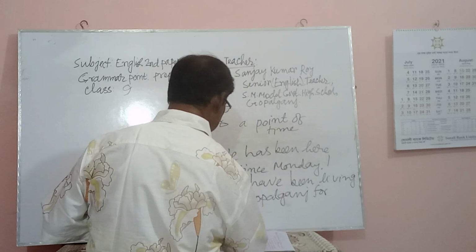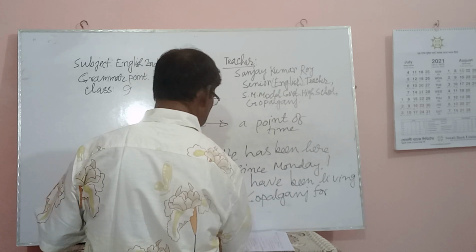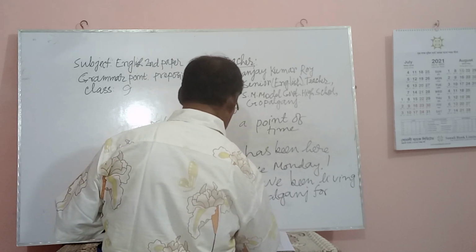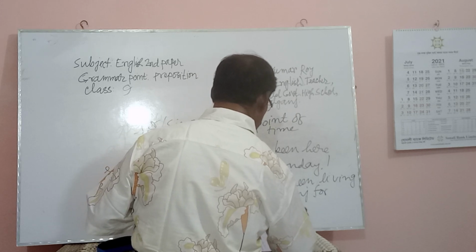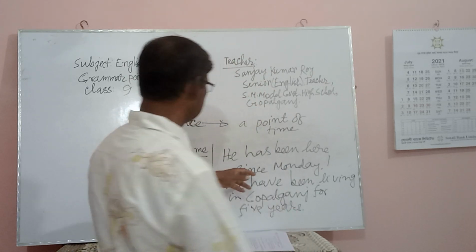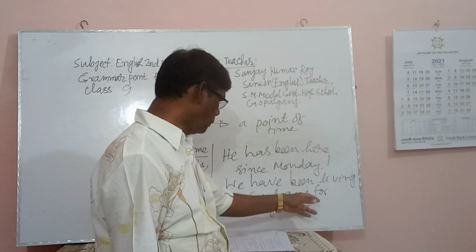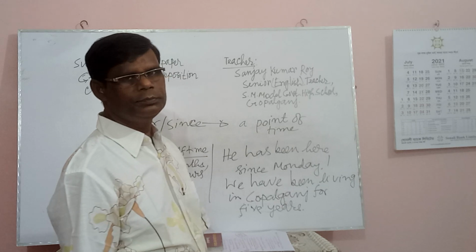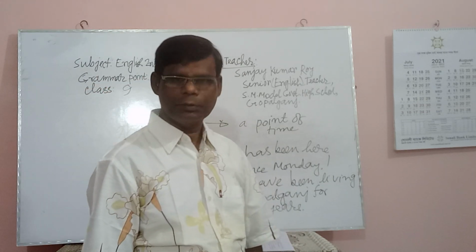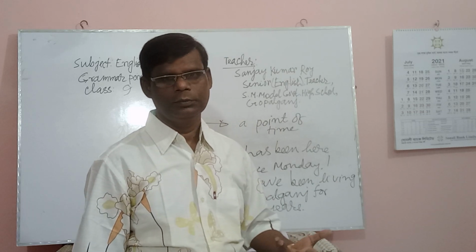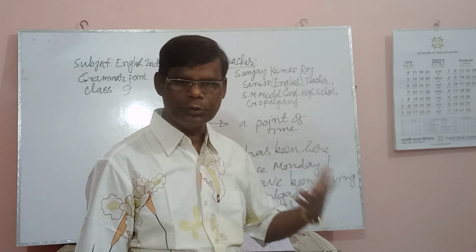We have been living in Gopalganj for 5 years, for a period of time. We have lived in Gopalganj for 5 years. This is also possible. Present perfect with a time phrase.